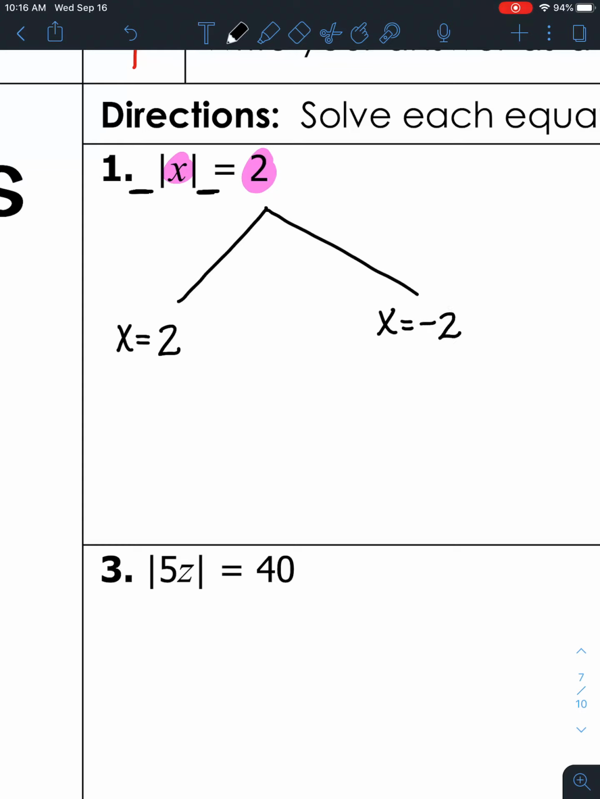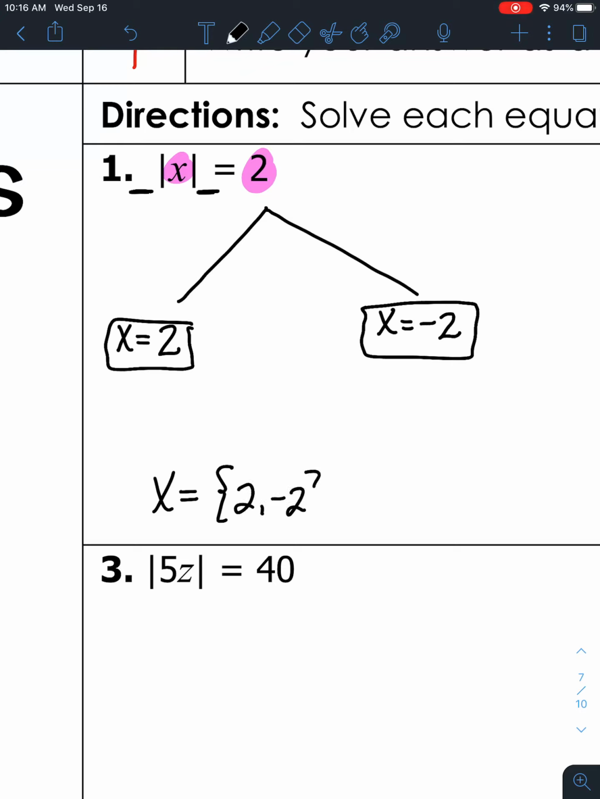Because there's no way to solve these anymore, this is my answer. X equals 2 and x equals negative 2. We're going to write it as a solution set. So x equals, we're going to do little frilly brackets, 2, comma, negative 2, and some more frilly brackets.